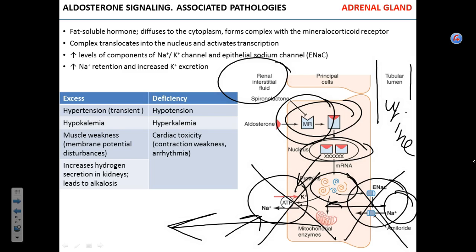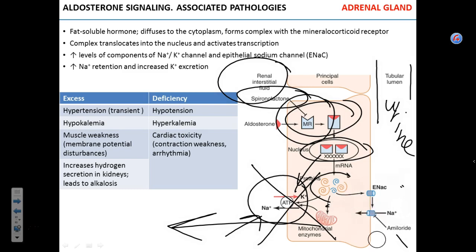Not in the bloodstream. Reabsorption means that it gets back into the bloodstream. If there is no reabsorption, it stays in the urine. And since it stays in the urine, what does it draw with it? Water. So volume of urine increases. A drug called spironolactone is a diuretic. It blocks the receptor. Okay?